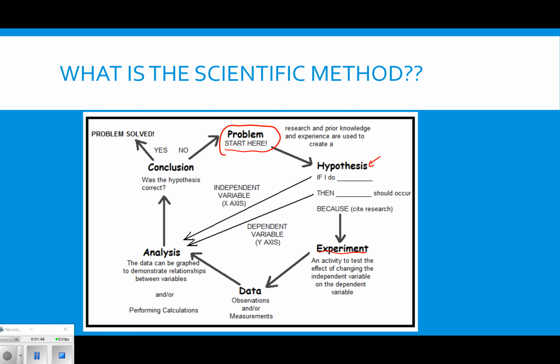And we always test only one independent variable. The dependent variable, which we'll cover in a later lesson here, is going to be what is measured.